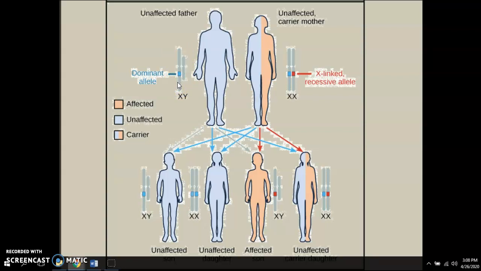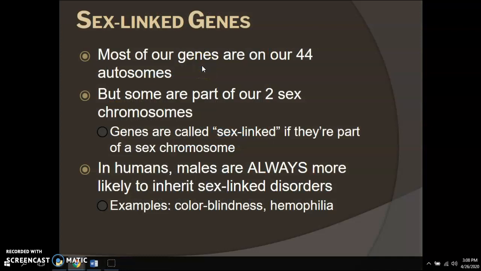Okay, so if we're looking at one of our sex-linked disorders, perhaps color blindness. My dad is colorblind, so my dad cannot distinguish very well between blue and green. There are other colors too, and there are tests you can do online to see if you're colorblind, but color blindness is an example.